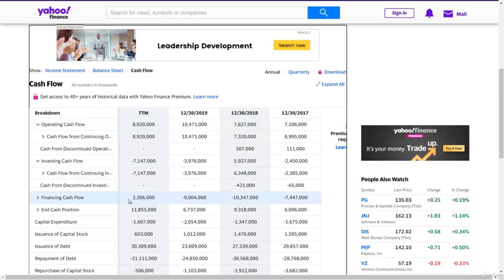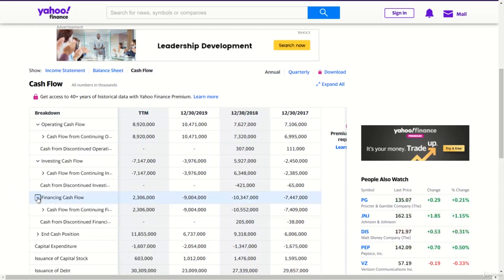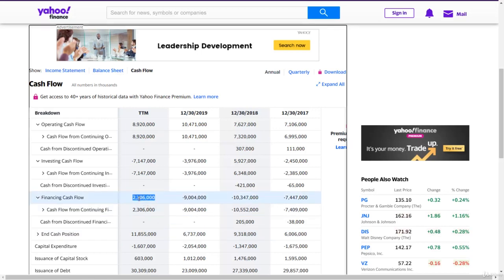And for financing, the money can be in or out, right? Depending on whether they get money or give out money to investors. For example, if Coca-Cola decides to pay a dividend, that is negative, and if Coca-Cola decides to get a loan, that is positive. So as you can see here, when we offset the dividends with the debt, they actually end up loaning more money than they give away to investors.